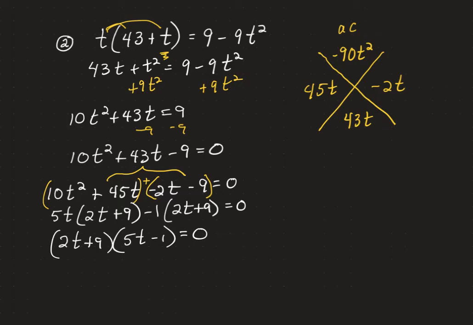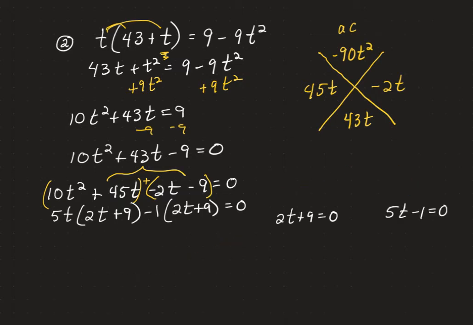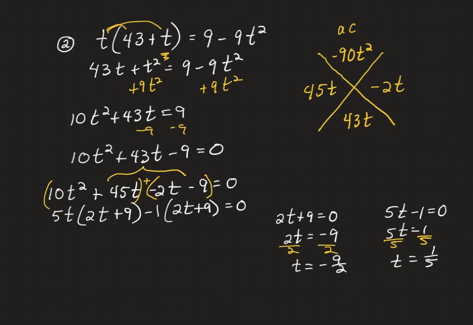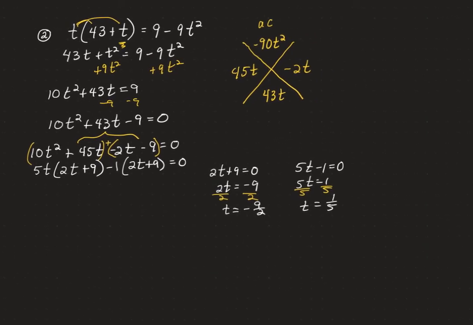I'm now going to set each of these, and I've kind of run out of room here. I'm going to do it over here and over here. And I go through the steps of solving these to get t equals negative 9 halves and t equals 1/5. But now I need to make room to check these.